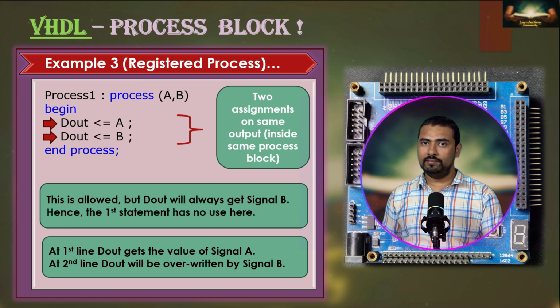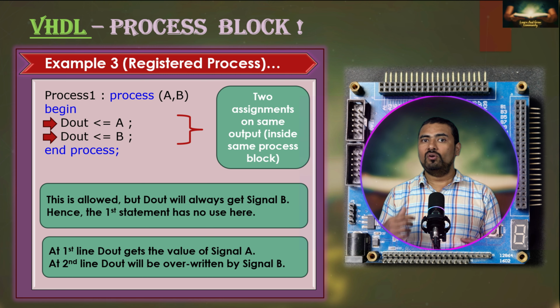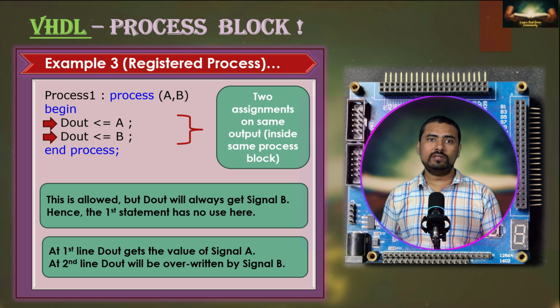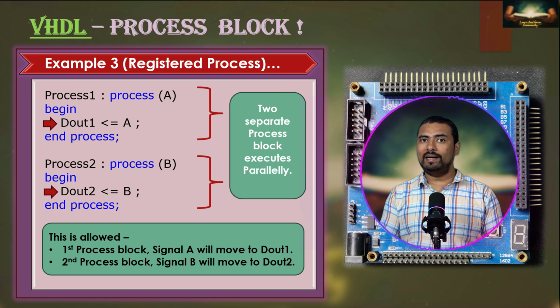Now, if this is clear, let me tell you what the good practices are when you are working with multiple process blocks in your designs. Now look at this example here. So this has two process blocks.